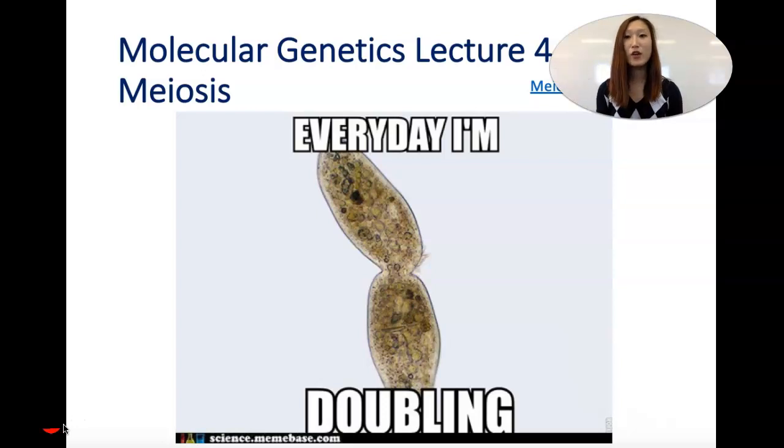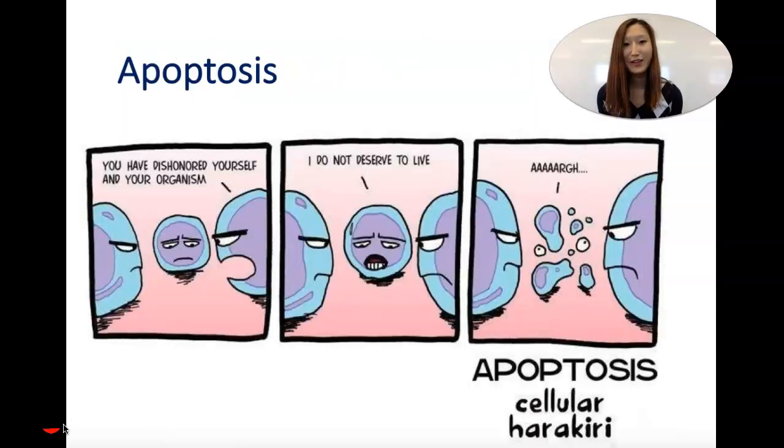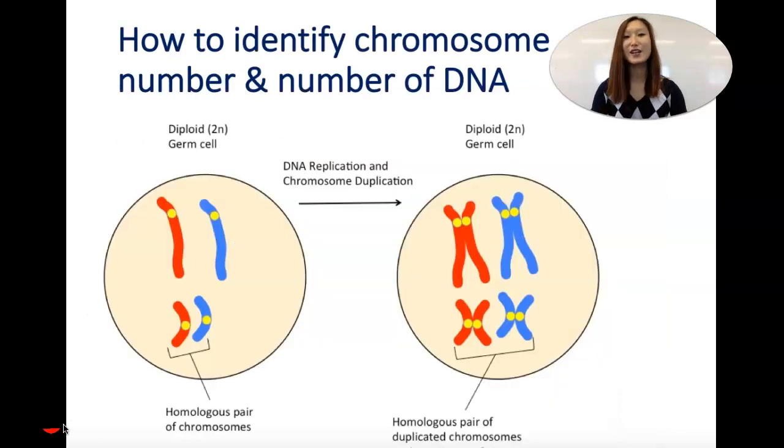So let's take a look at the notes for meiosis. First off, I hope you understand what's going on in this picture. Starting with another picture, as you can see, apoptosis. Okay, so let's actually get started. The first thing that you want to make sure you understand is the difference between chromosomes and chromatids and the number of chromosomes versus number of DNA.